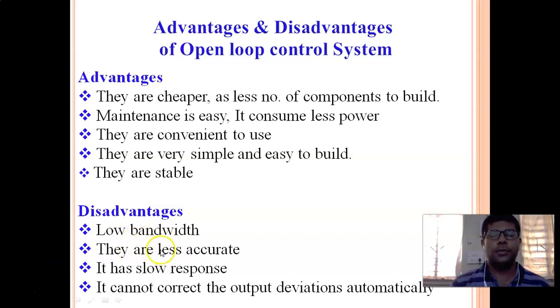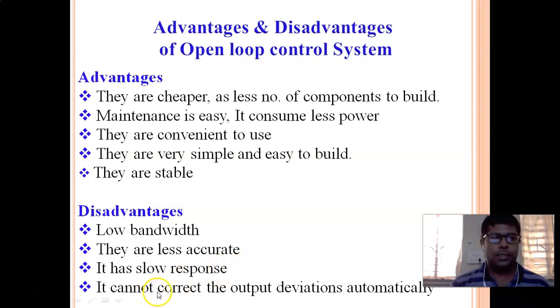So the accuracy will be less and it has a slow response, obviously, because there is no feedback, and it doesn't know how the output will be produced. Whatever input we are applying, it will just produce the output accordingly.